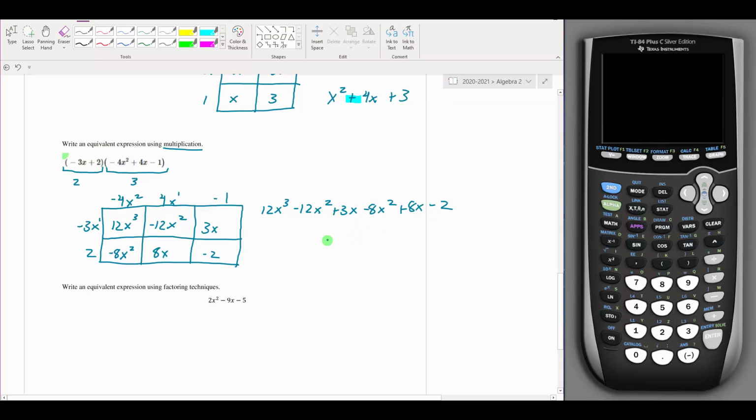and then I'm just going to look for things that I can combine, right? So anything that's got the same variable and the same power can be combined, right? So for instance, negative 12x squared and negative 8x squared, those can be combined. Positive 3x and positive 8x, those can be combined.